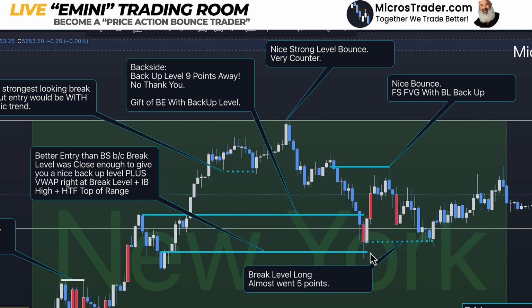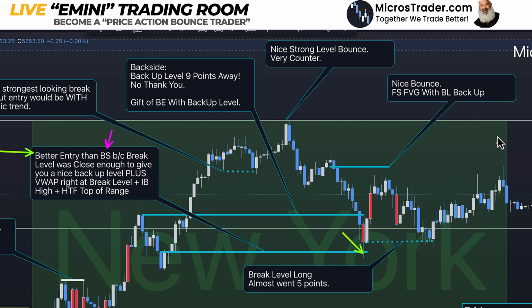Now, if you took the backup level, which is this front side, this was a better entry than the back side because the break level was really close, giving you a nice close backup level. Plus you had VWAP right behind the break level, IB high right behind the break level, and if you're in my group, you know we had a high time frame top of range level there as well. Multiple confluences with different maths gave you a very nice entry. Touch and go, you would have done very, very well in that trade.